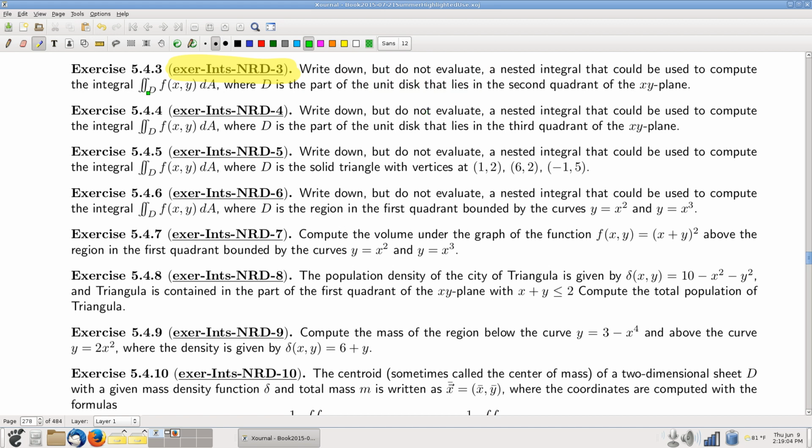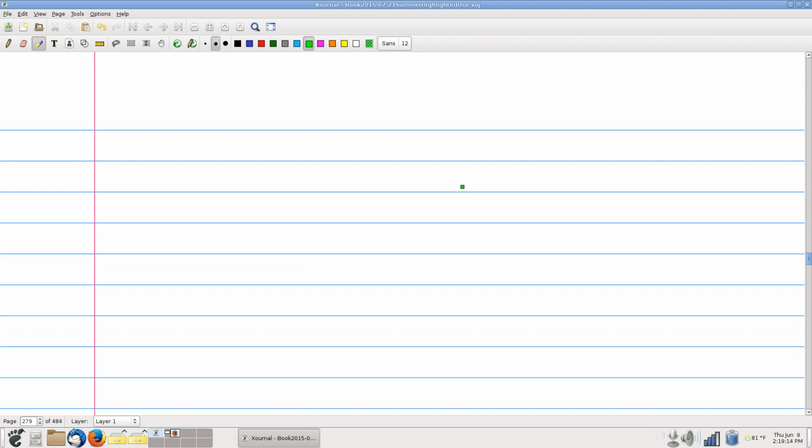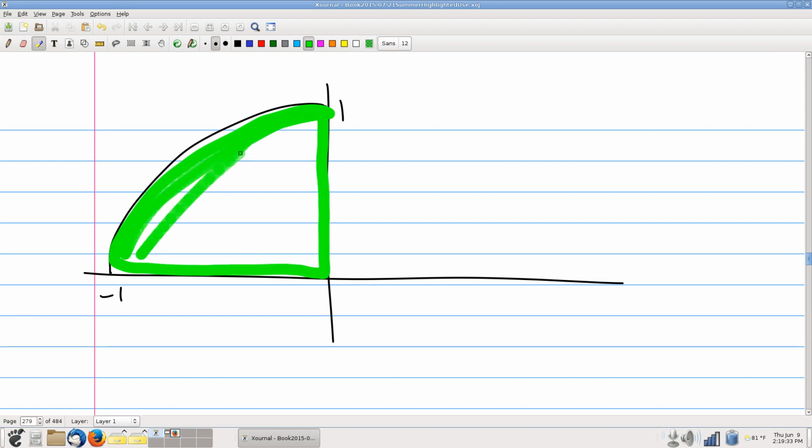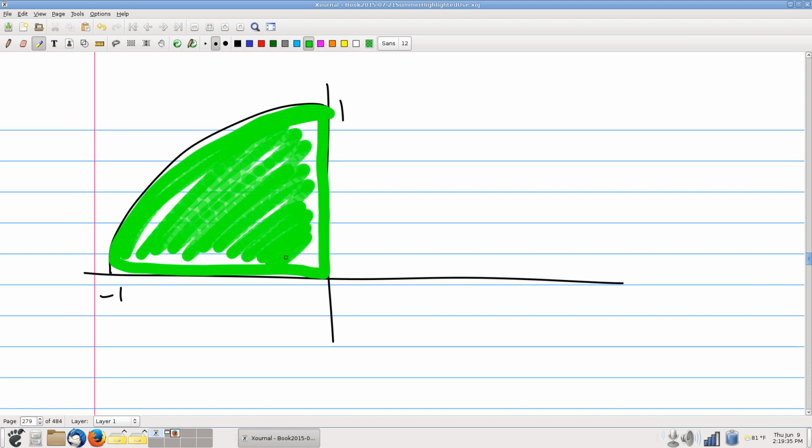Let's think about the domain. The domain is the part of the unit disk that lies in the second quadrant in the xy plane. All right, well, let's draw that. Okay, so there's our domain.